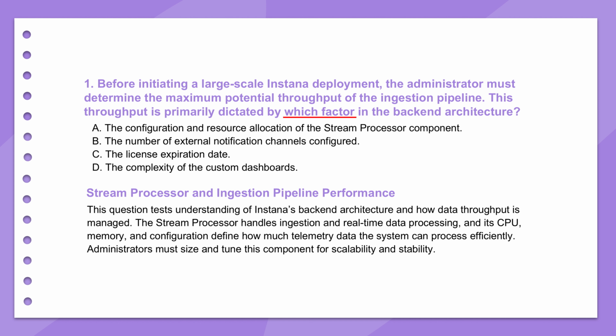Well, it's interesting because you might think network or maybe the agents themselves, but the real architectural bottleneck is internal. It's the stream processor component. That's the key. Its configuration, how many resources you give it, fundamentally dictates the ceiling on data volume. Wait, the stream processor? Why specifically that? Why not say the database where everything ends up, or the gateway getting the data first?